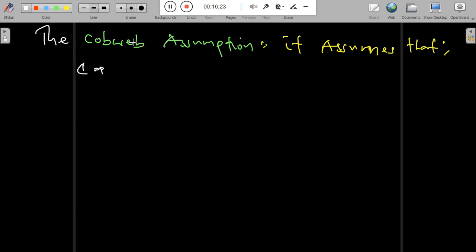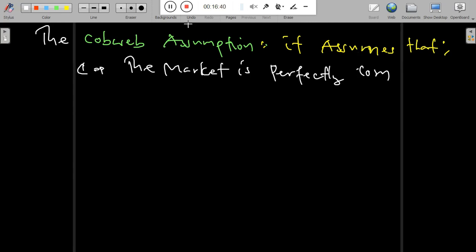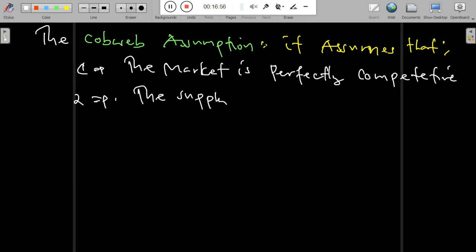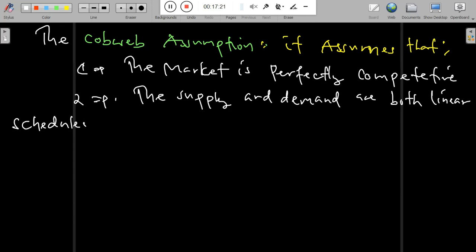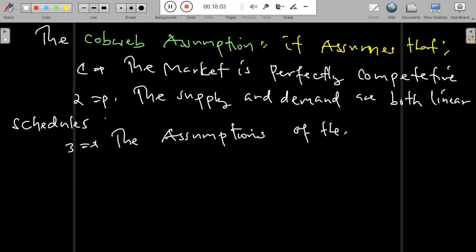So the COBWEB model assumptions include the following: that the market is perfectly competitive. That's the first assumption. Another assumption is that supply and demand are both linear schedules. So the COBWEB model faces the following limitations.